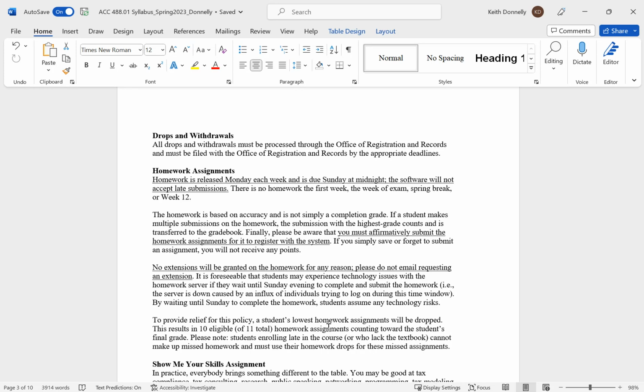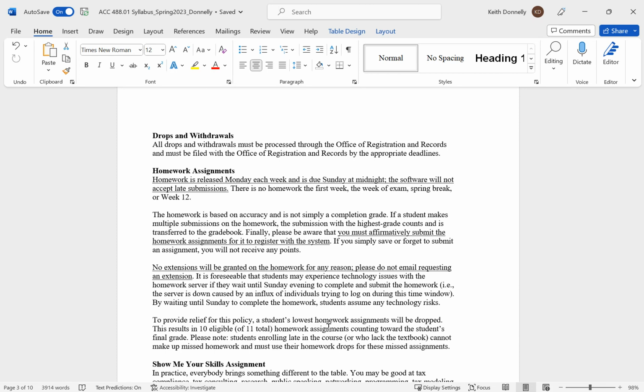Make sure that you affirmatively submit the homework. I've gotten a lot in the past, basically the electronic version of the dog ate my homework. People were like, well, I saved it, but I forgot to submit it. Could you still count it? I don't do that. I don't accept late homework. So please just make sure that you affirmatively submit it in the system. I don't accept late homework, so please don't email me asking for an extension.